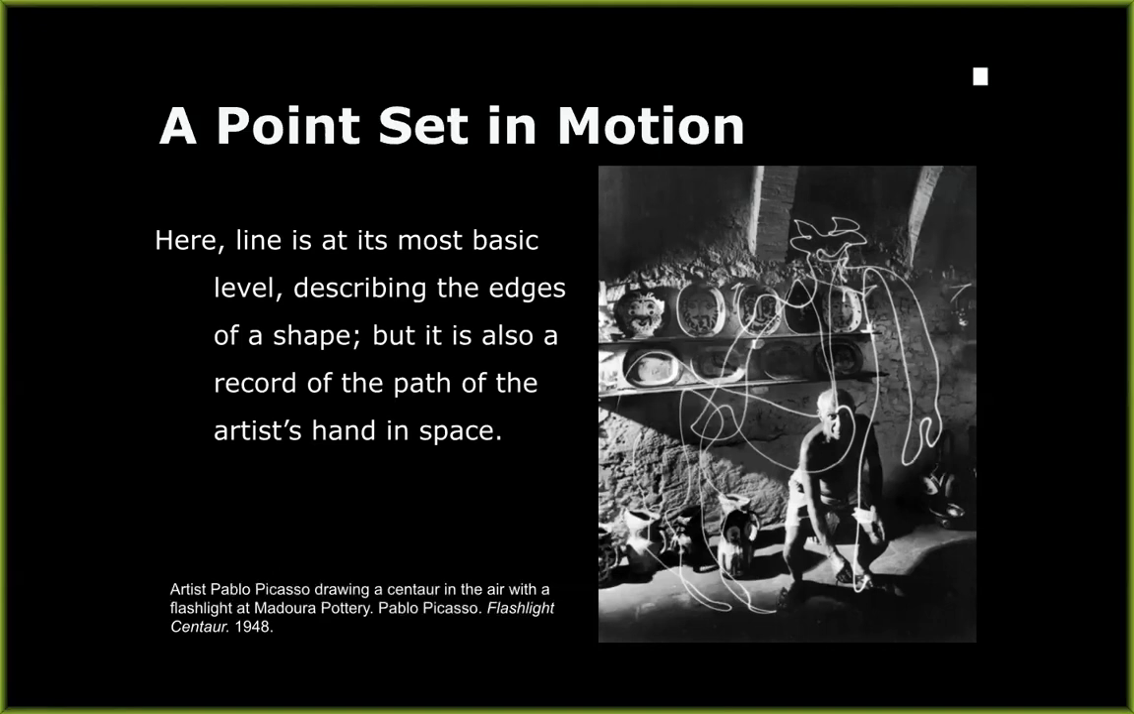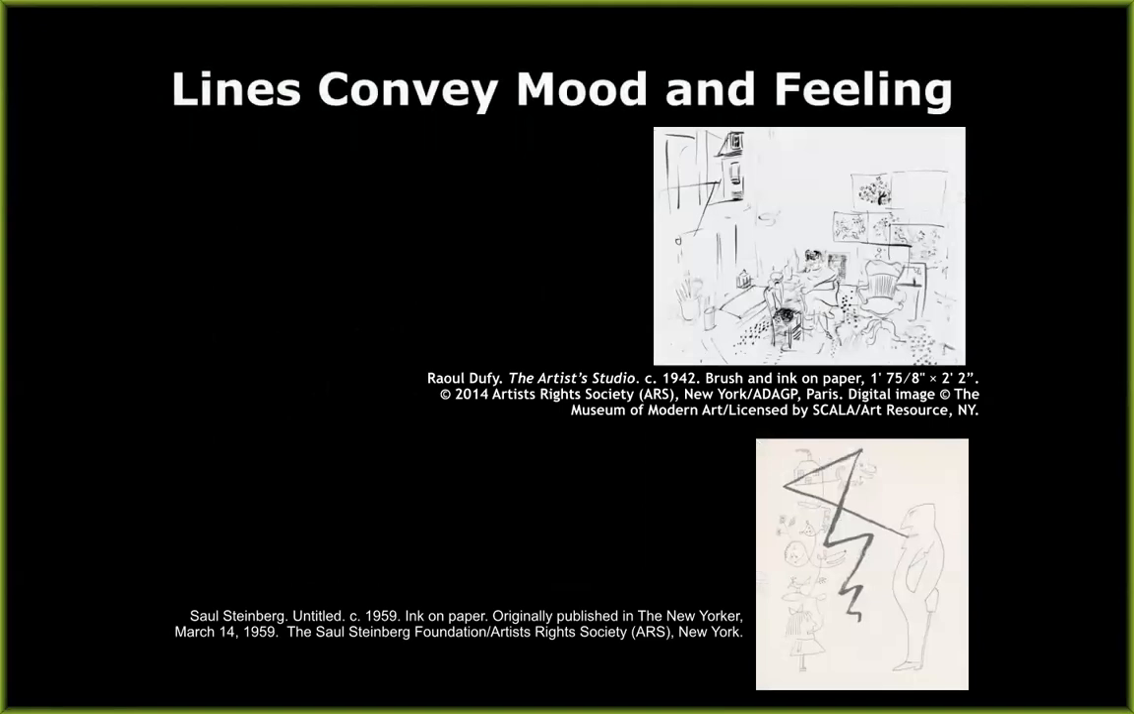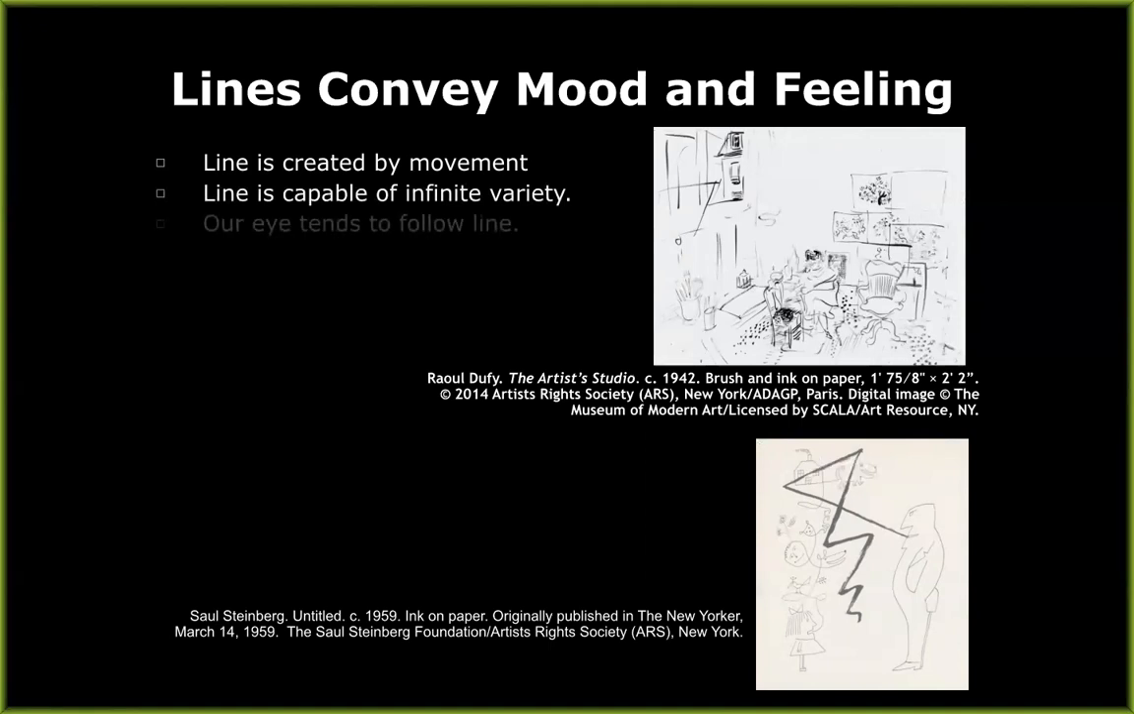So here we have a line at the most basic level, and it is describing the edges of a shape, which is a center. But it's also a record here in this example of the path of Pablo Picasso's hand in space. Lines can convey mood and feeling, and they're used extensively by artists to do that. So when you create a line, you're creating some kind of movement, and as we said, you can have a lot of variety in that.